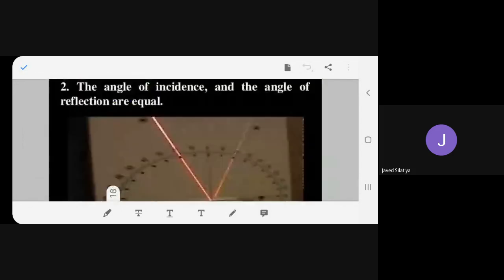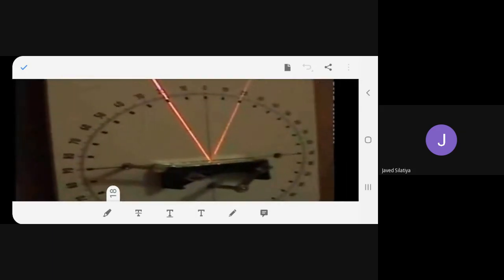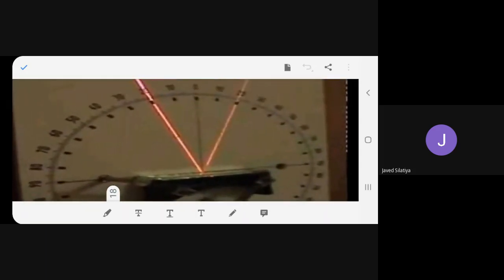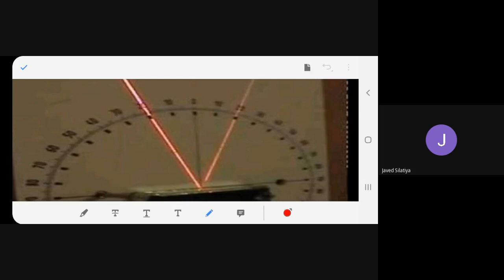Same thing we are doing. This is the mirror. Okay, beta? This is the beam of light which is coming, and this is the incident ray. What is it, beta? Incident ray. This is the normal. And it goes back, the reflected ray. Measure this angle. Angle I will be equal to angle R.